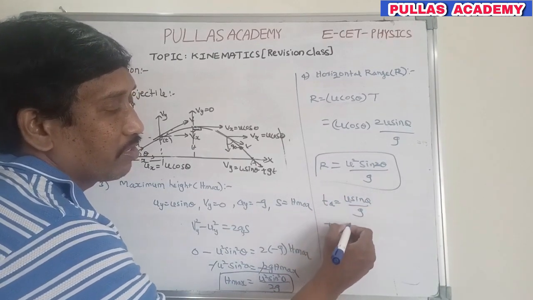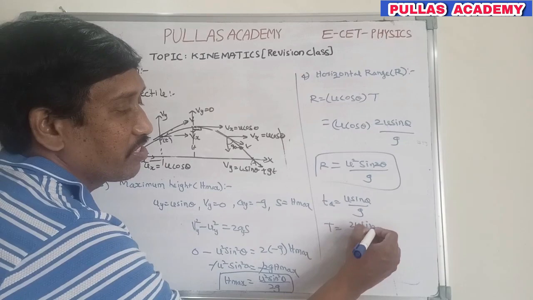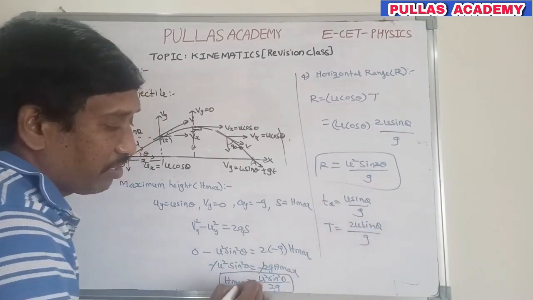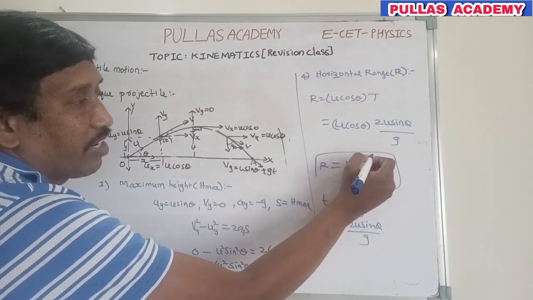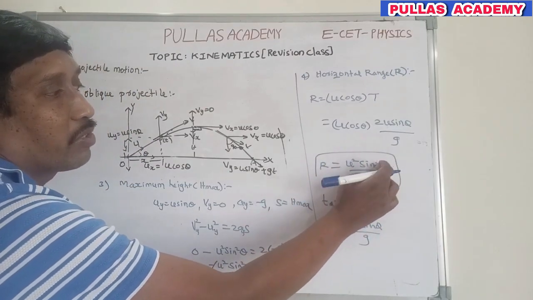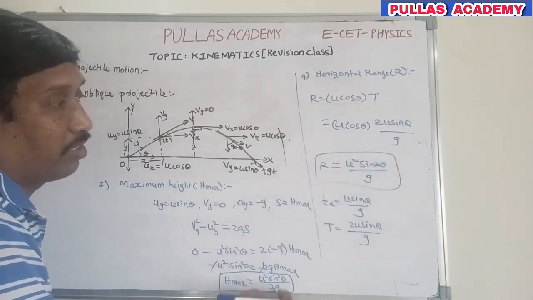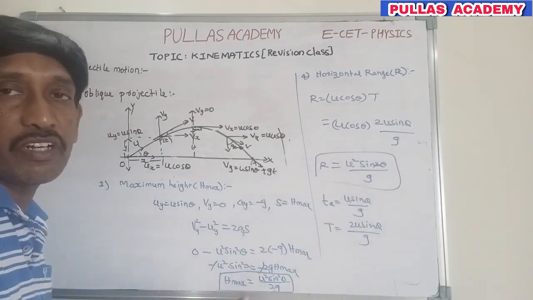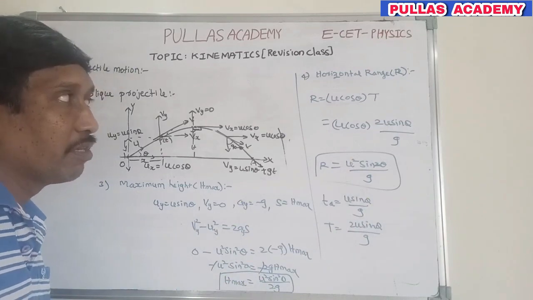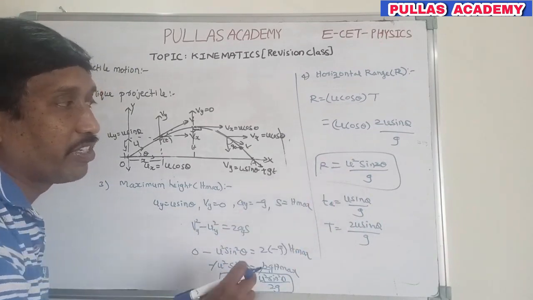Time of flight is 2u sin theta by g. Next, maximum height is u square sin square theta by 2g. Range is u square sin 2 theta by g. Here 2 theta, here sin square theta. Here u square, but here small g, here 2g. That's the difference between these equations. Most of the students confuse between these two equations.